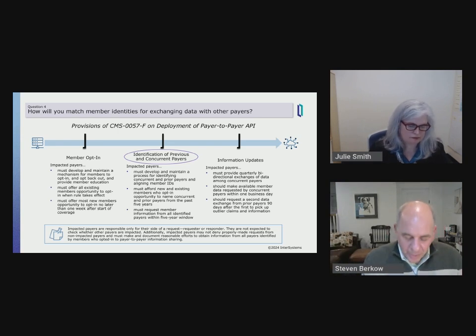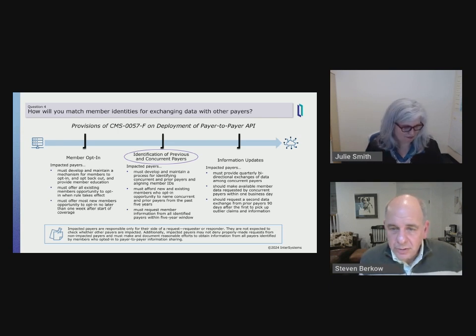And just note the bottom bullet as well. If somebody opts in, this is not optional, you must, as a plan, request the information from all identified payers, basically within the 5-year window that the member was asked about. I'm going to skip the note at the bottom of the slide due to time. And let's move on to some operational considerations relevant to prior authorization.